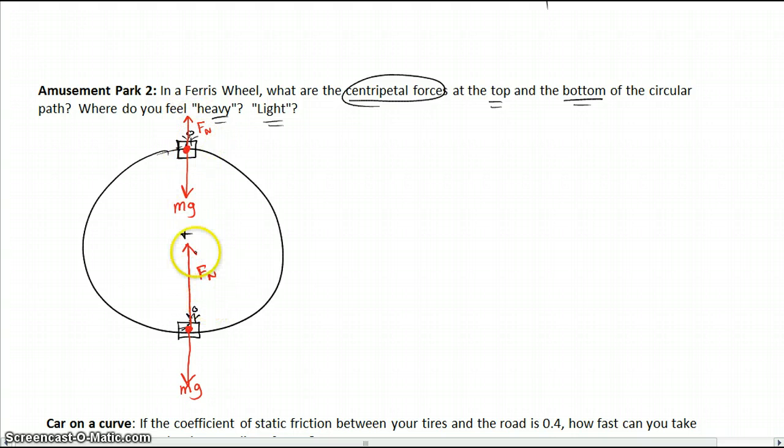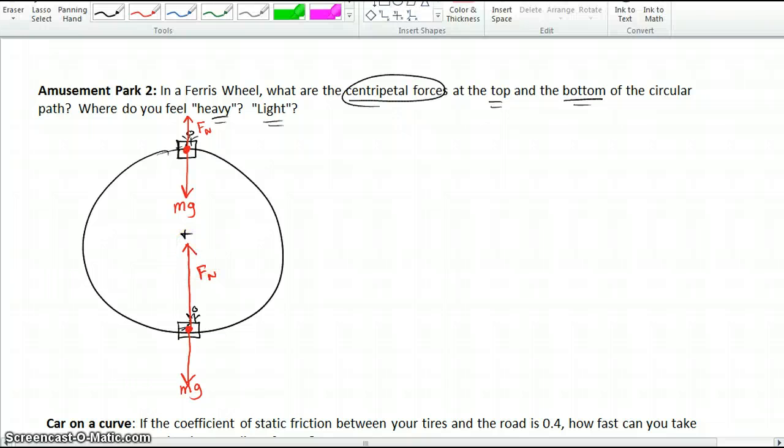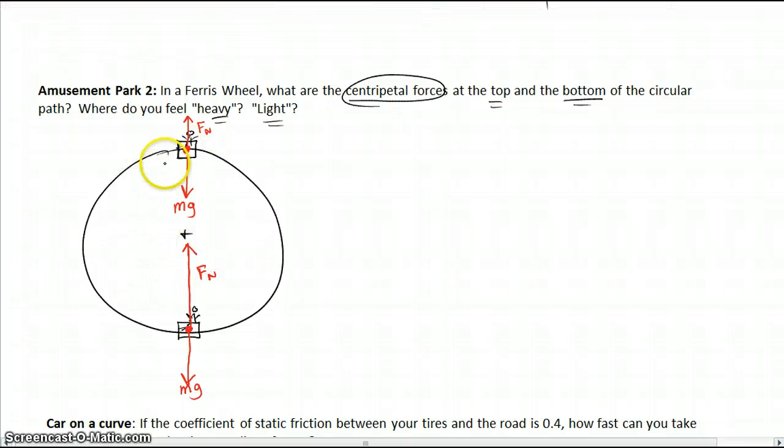How did I know that? Well, because I know something about circular motion, I know that in each case, you're going to have a centripetal force pulling you towards the center of the circle. In this case, at the top, your centripetal force doesn't have to be just one force. It can be a combination of forces. In this case, the weight is pulling down, but there's a force that's pulling up too. That's the normal force. It's the difference between these forces.